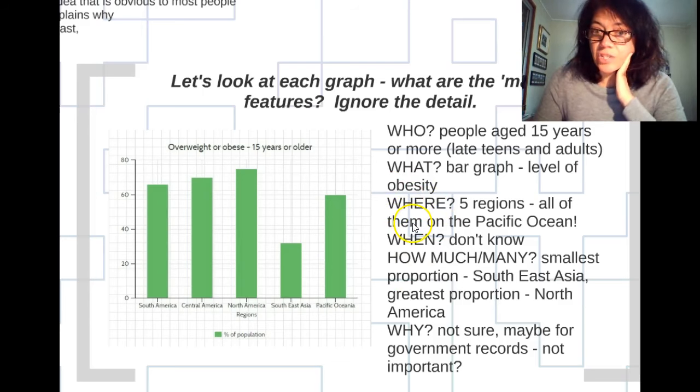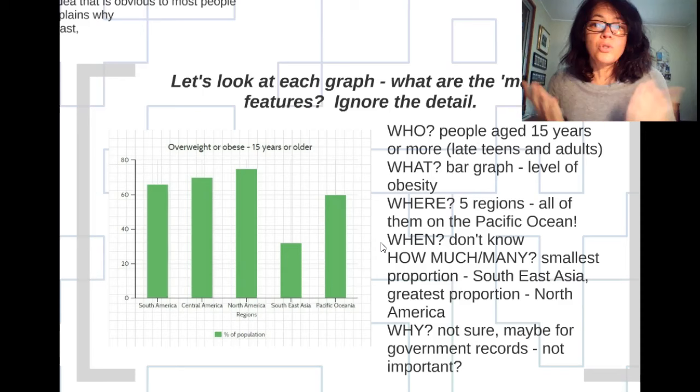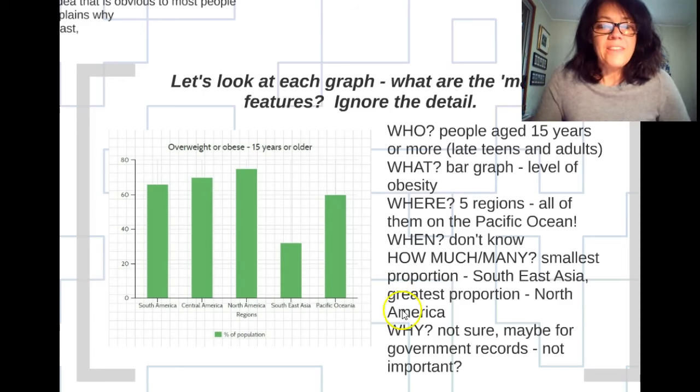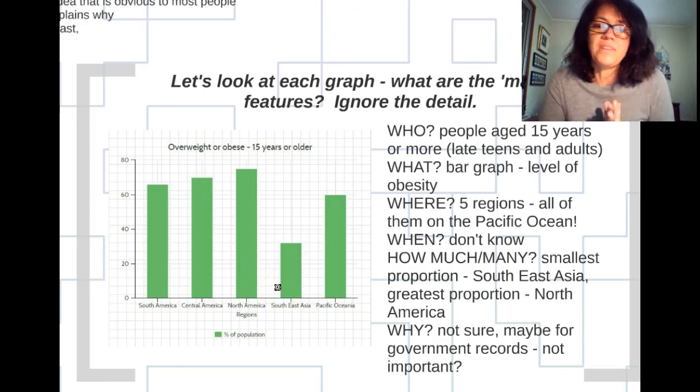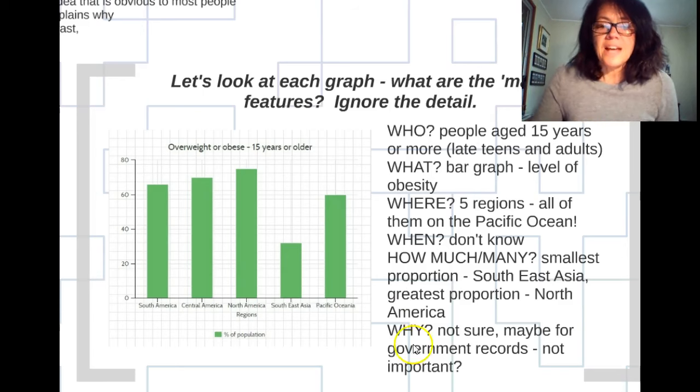Where does the information come from? 5 regions, and all of these regions are on the Pacific Ocean. What time does the graph deal with? We don't know. Then you want to ask some questions like how much, how many. The smallest proportion of overweight people is in Southeast Asia. These are just very quick observations. The last question, why, is usually not important in Task 1.